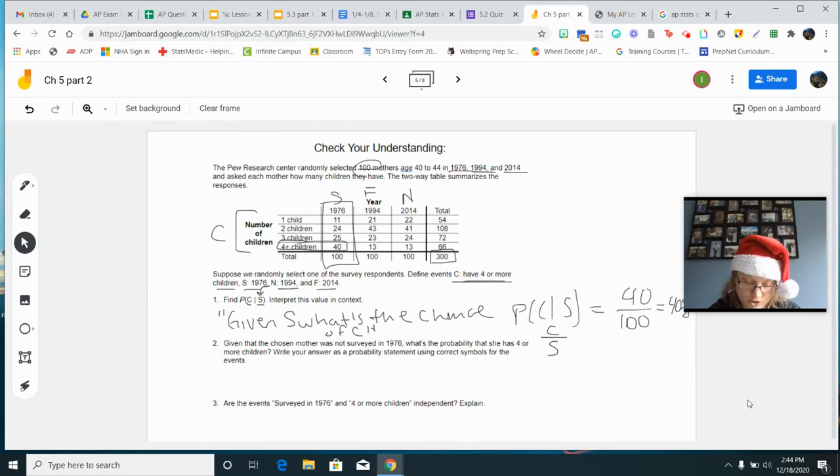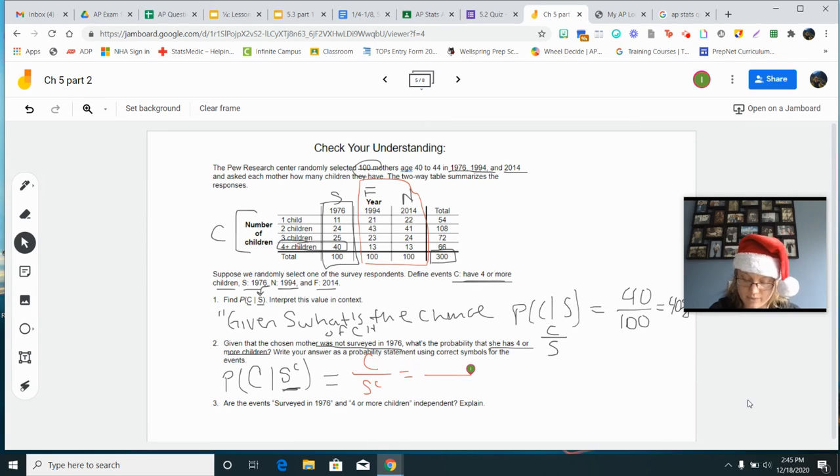Okay, problem 2. Given that a chosen mother was not surveyed in 1976, what is the probability that she has 4 or more children? Let's write this in probability notation first. We're not surveying in 1976. That's what's given to us. So we know we have somebody not in 76, the complement of event S. And then what is the chance she's got 4 or more kids, which they defined as event C. Again, we want to look for this number, not S. I'm going to switch colors. That's going to be these 2 columns. So I'm looking at a total of not S, and I want to find C out of that.